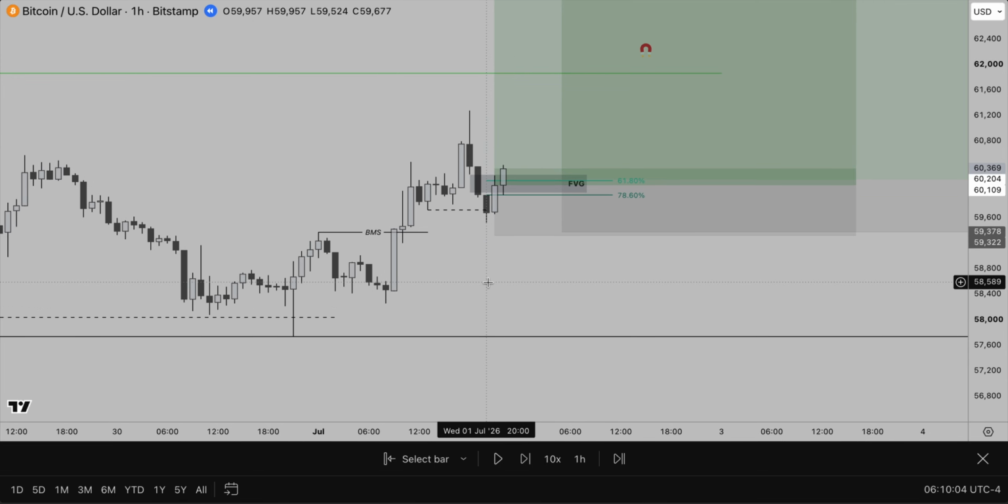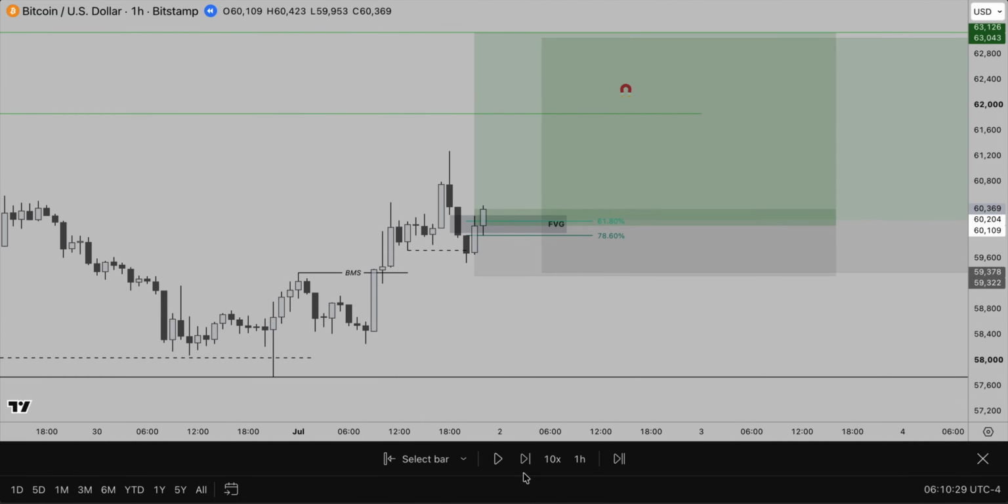Now if you missed this first entry, there was a second entry for us to take as well. And I also didn't take this because my mindset wasn't there. I was quite annoyed by the fact that price was moving without me and not coming back into this area. And so that made me think that I was quite frustrated. And the most important thing was I didn't actually execute on the trade.